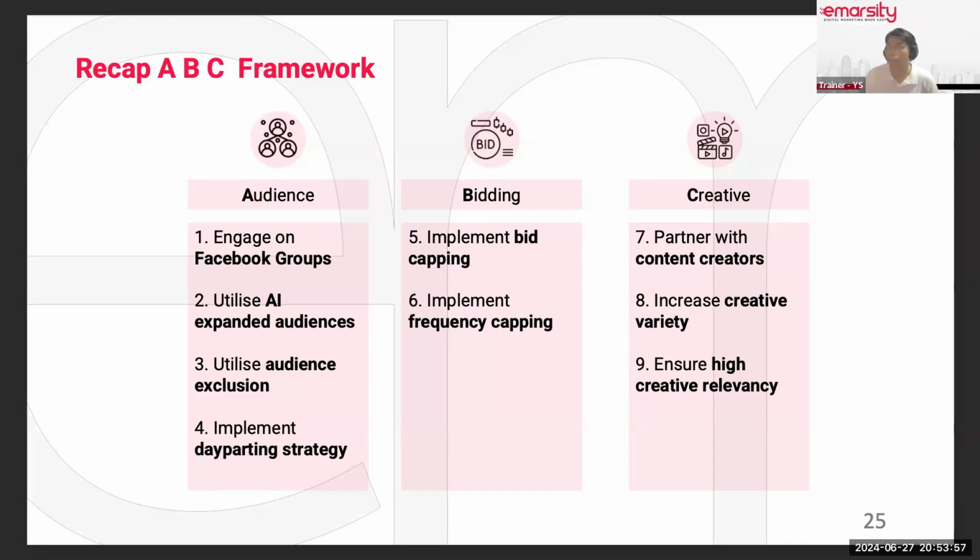Feel free to ask questions beyond this framework also. One of you asked about e-commerce platform: how to drive effective conversion.